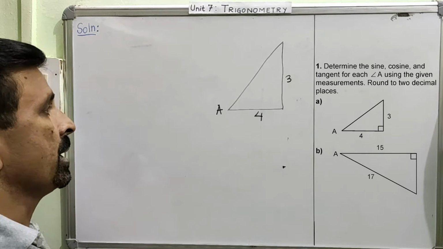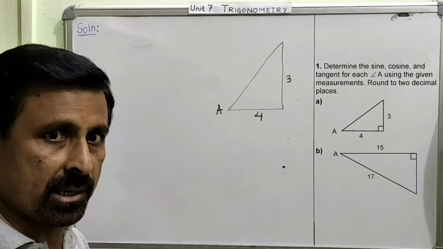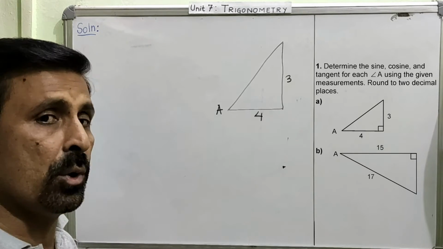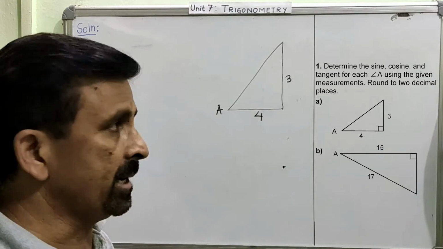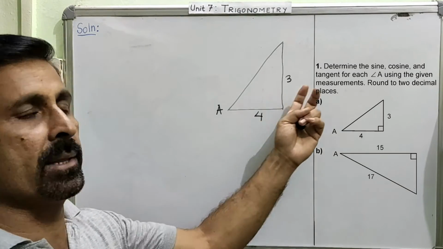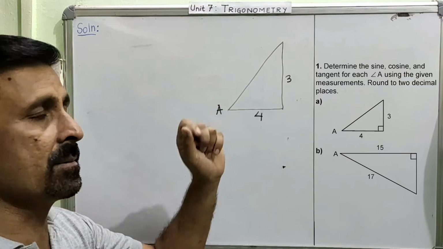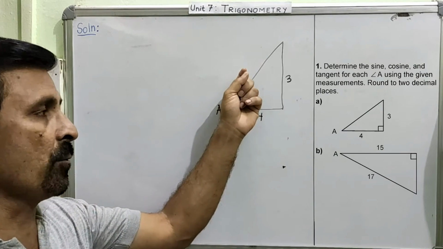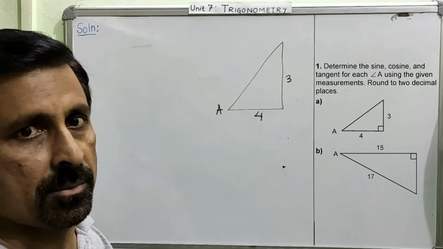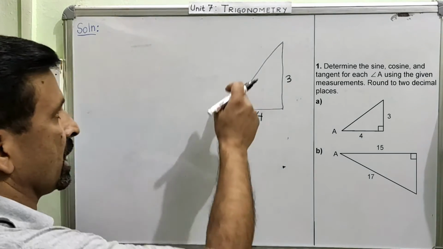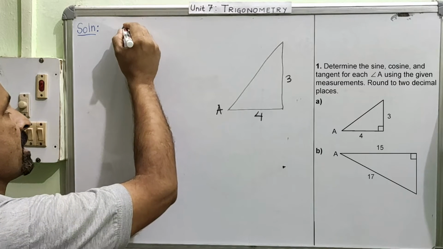Now in order to find the three trigonometrical ratios, we need to know the measurement of all three sides. In the diagram, we are only given the length of two sides. That means the third side is missing. So we first have to calculate the length of the missing side, and only then can we find all three trigonometrical ratios. So let us find the length of this hypotenuse using the Pythagoras theorem.